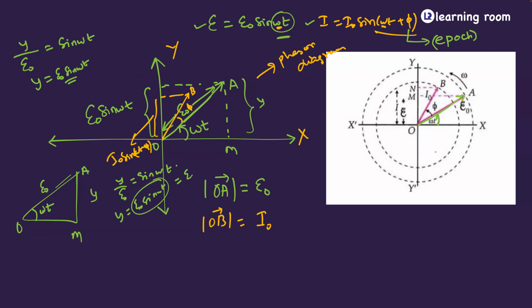But remember one thing, the magnitude of I naught will generally be less than E naught, because output should be less than the input. It cannot be 100% efficient, or it cannot be more than that. That is why whenever we draw the phasor diagram for I, the value of I naught will be small compared to E naught. E naught is this much, I naught is this much.